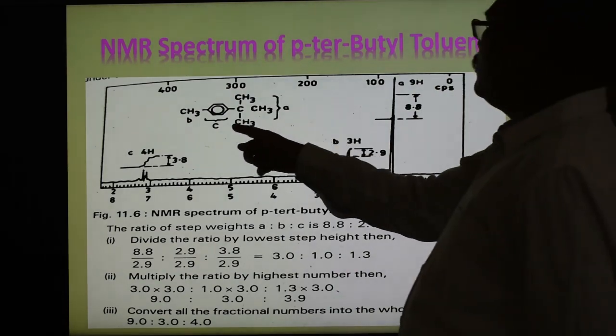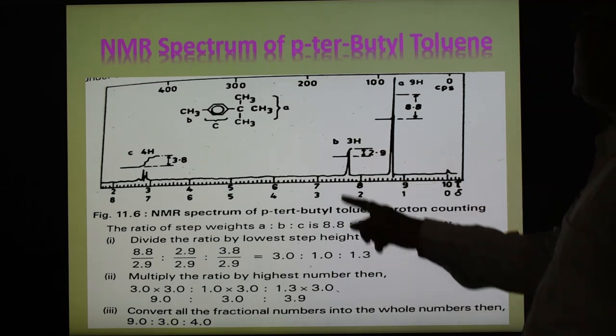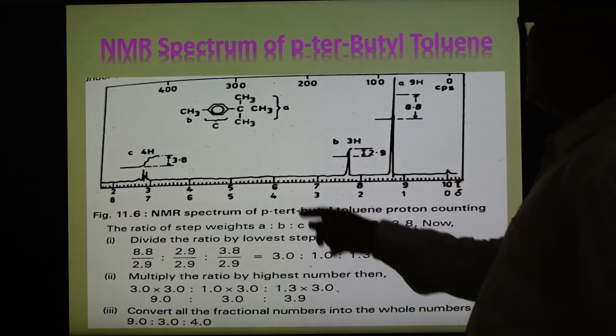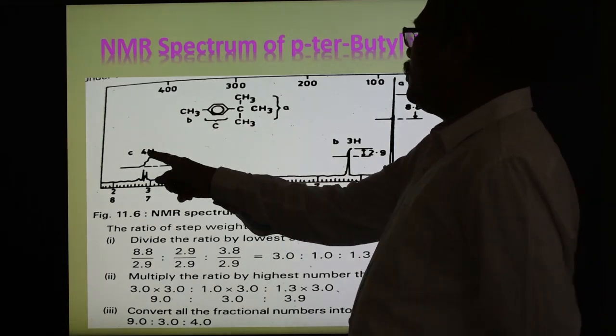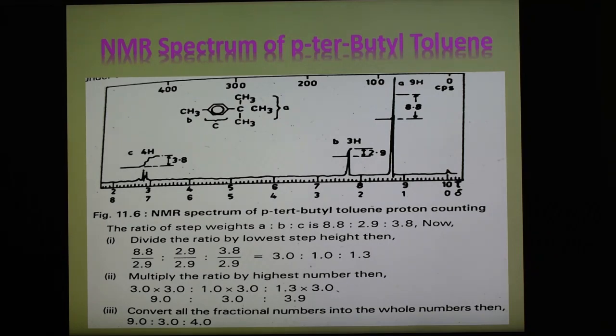Now for B, 3 protons are there, so this is the signal for the 3H protons. And C has 1, 2, 3, 4 protons, so for 4 protons, the signal is shown here for C. So this is how the signals are shown in the NMR for para-tertiary butyl toluene. It is also observed that this ratio 9:3:4 can be determined from the height of the signals. This is the NMR spectrum of para-tertiary butyl toluene and proton counting.